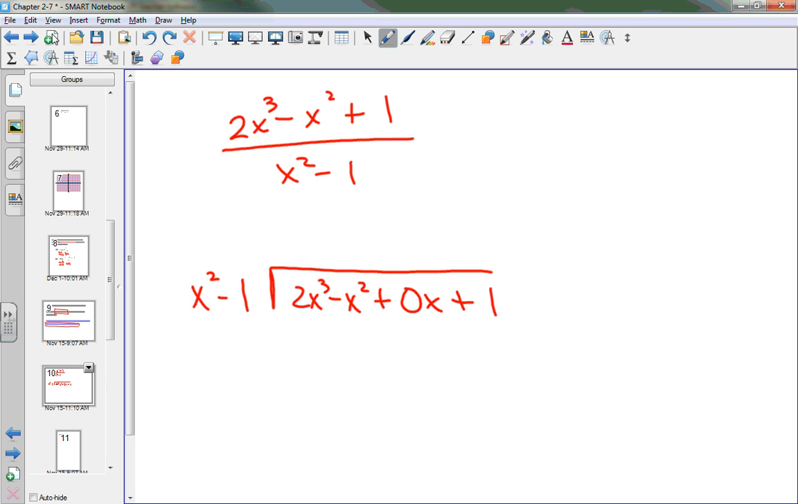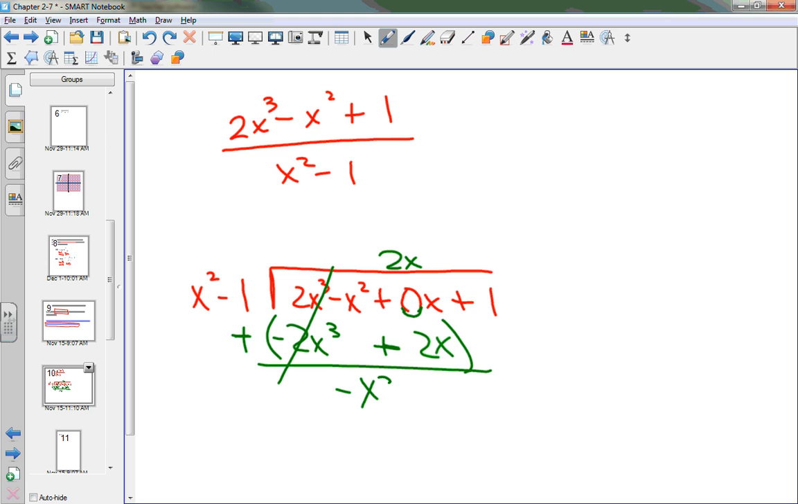What do I multiply x squared by to get 2x cubed? 2x. So 2x times x squared gives me 2x cubed. 2x times 1 gives me minus 2x. And what do you do? You subtract. And when you subtract, you change the signs. That's gone. I bring down the negative x squared plus 2x plus the 1.